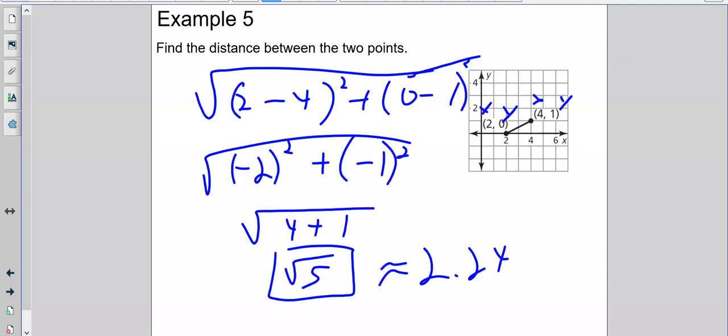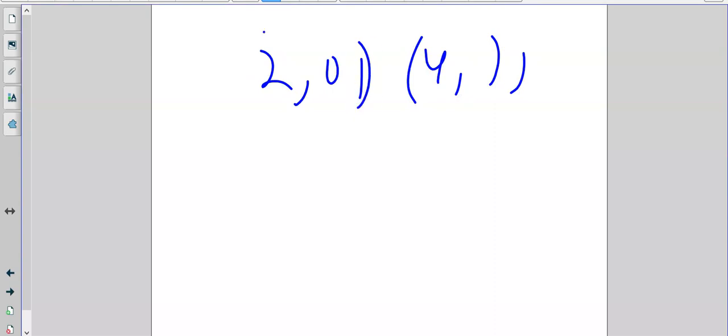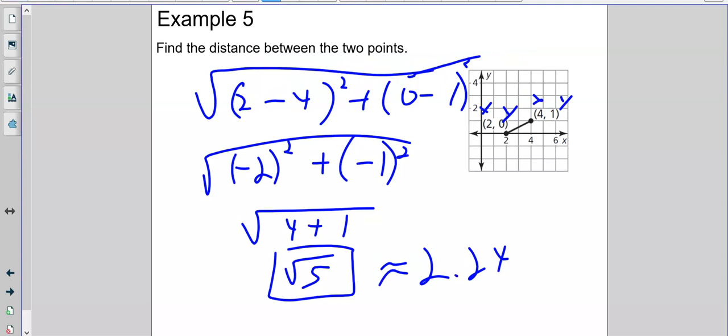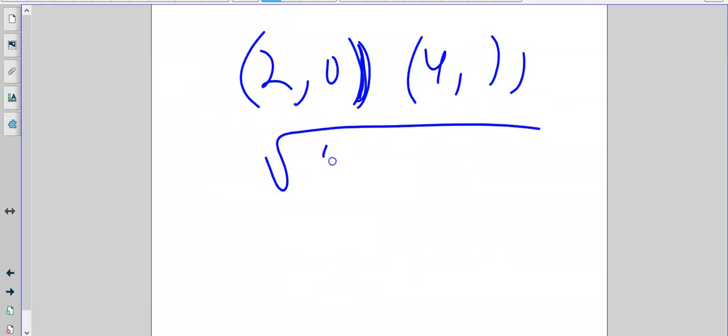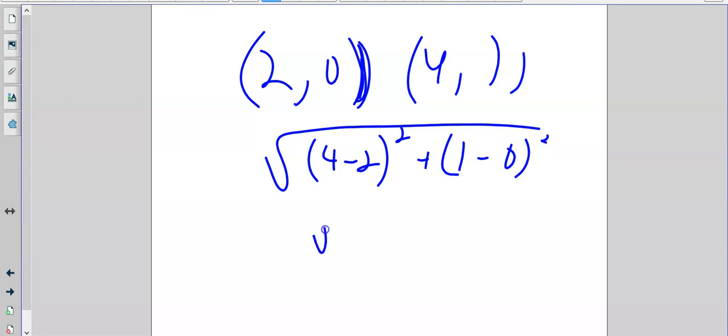And that's it. Okay? But I did want to show you real quickly that you could do it the other way. So 2, 0, and 4, 1. Sorry, I'm having trouble writing here. So I did 2 minus 4. Watch. I could do 4 minus 2 plus, this time, 1 minus 0. And notice I'm going to get the same thing. 2 squared plus 1 squared, which is 5. Doesn't matter which order. There you go.